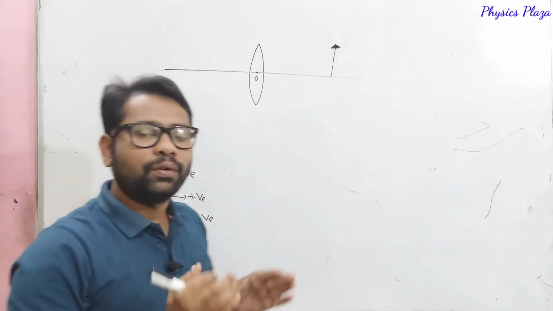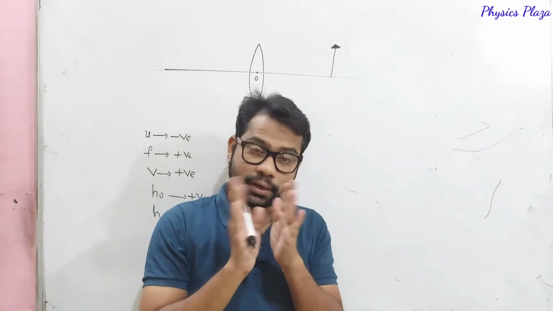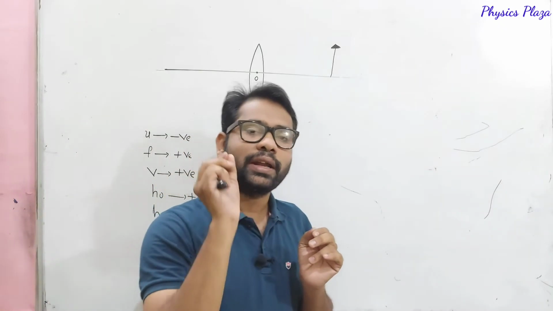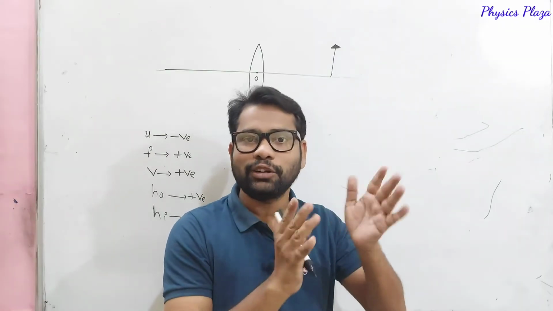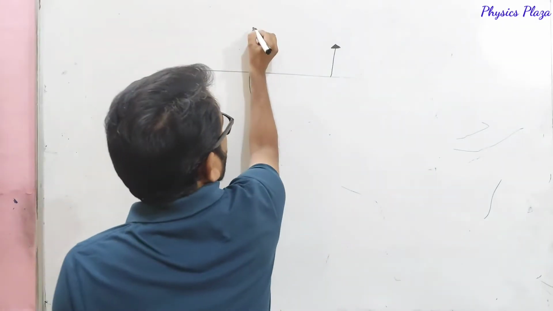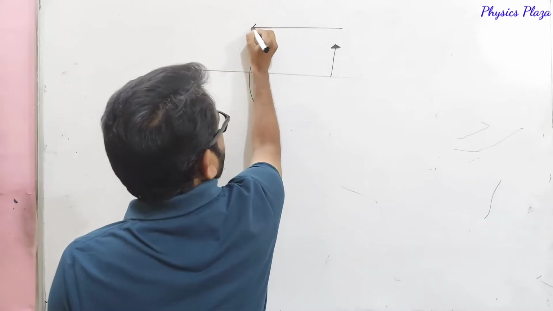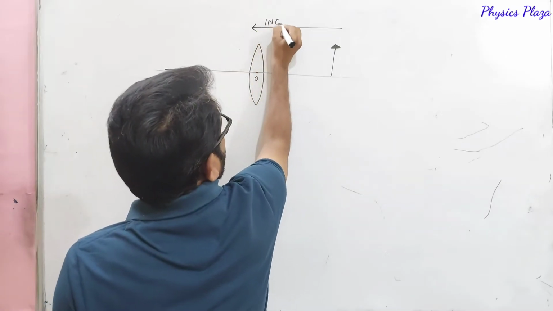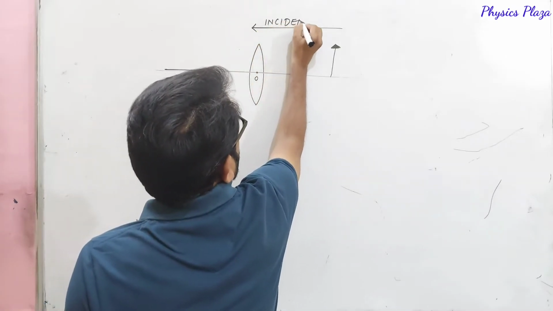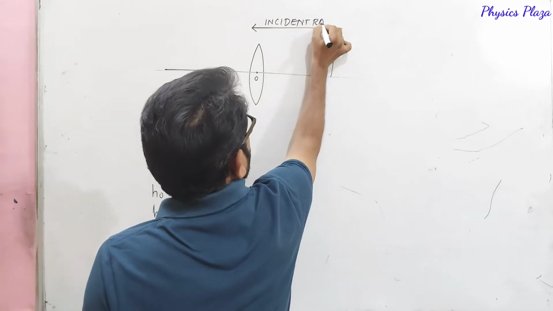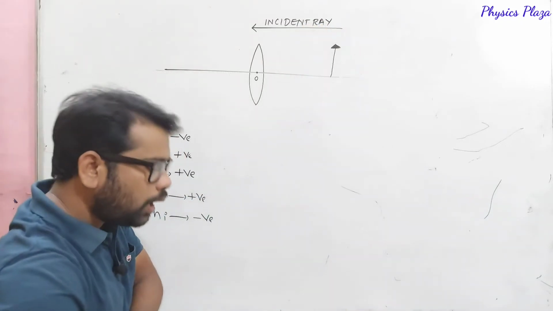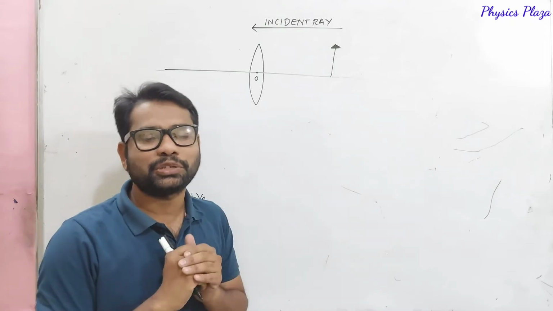Now children, see whether the object is placed on the left side or right side. Incident light rays are taken towards the lens because they have to form the image, right? So this is the direction of the incident ray. Fine. Now let us measure the object distance first.